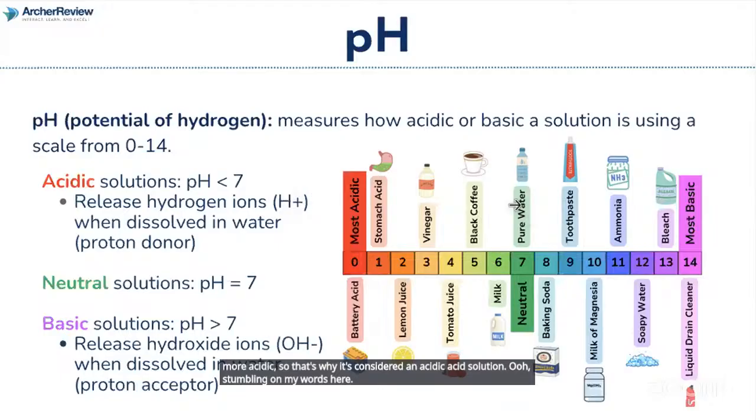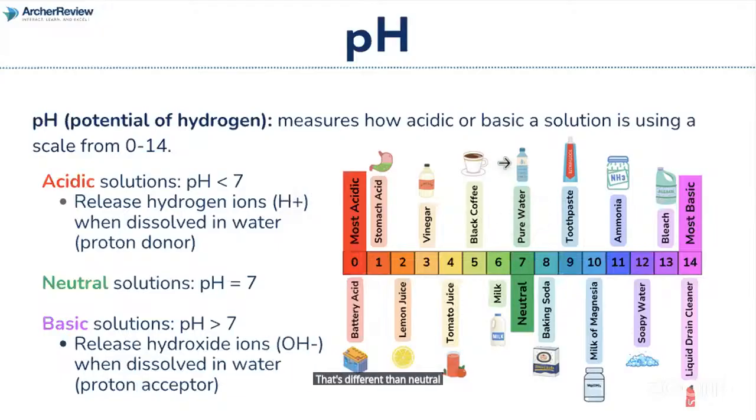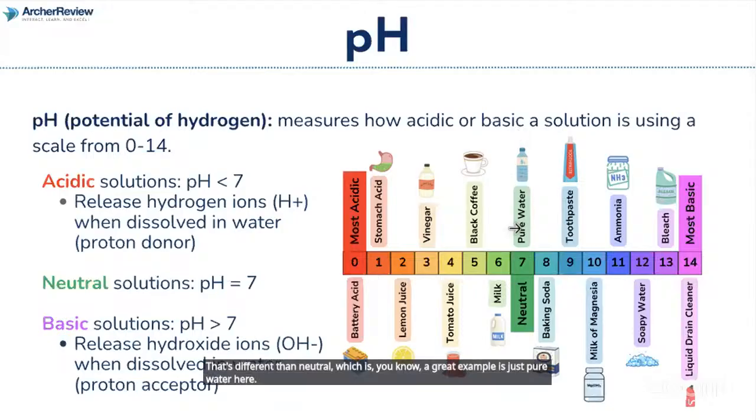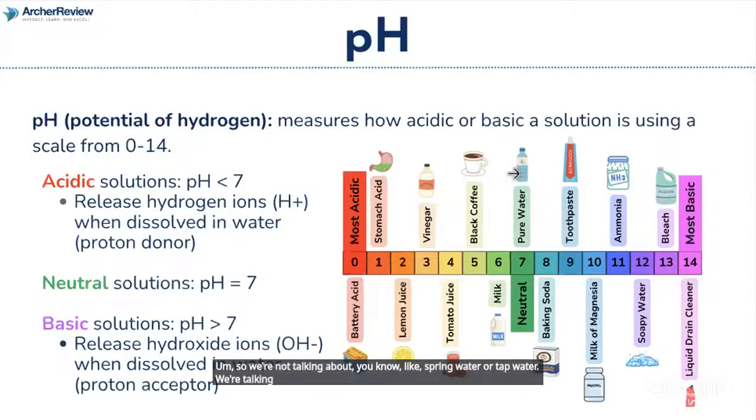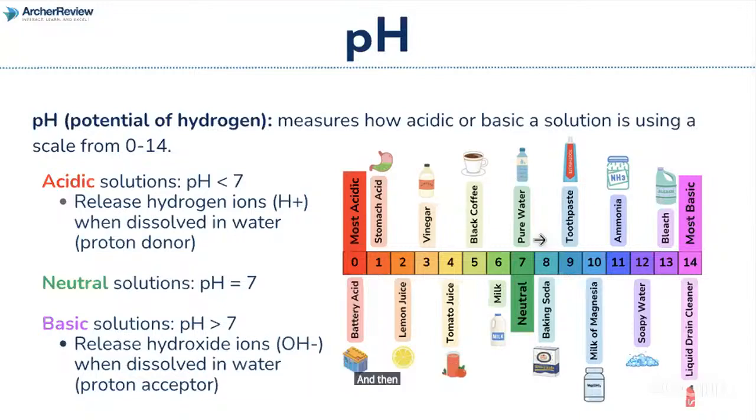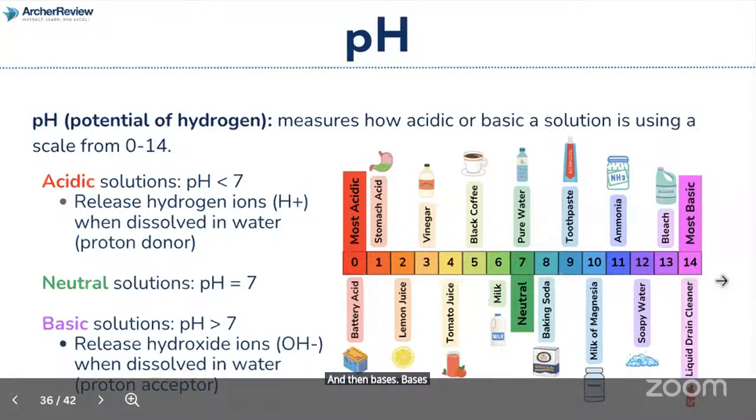That's different than neutral, which a great example is just pure water here. So we're not talking about spring water or tap water. We're talking about pure water that should have a pH of 7. And then bases are going to be anywhere from 8 to 14 on your pH scale.